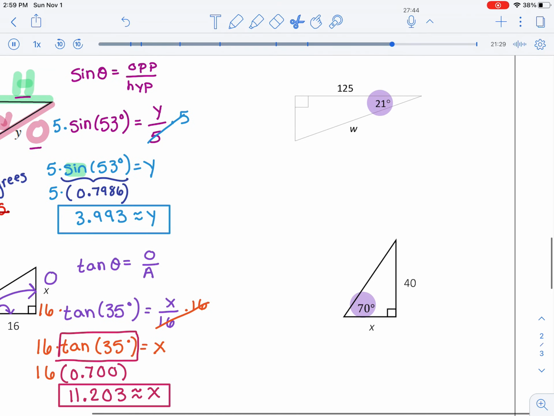Hi, Math 2. Let's get our last toolkit done for this week. We're going to practice solving for more missing side lengths based on our sine, cosine, and tangent ratios.